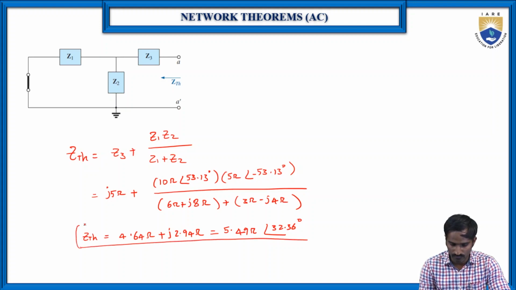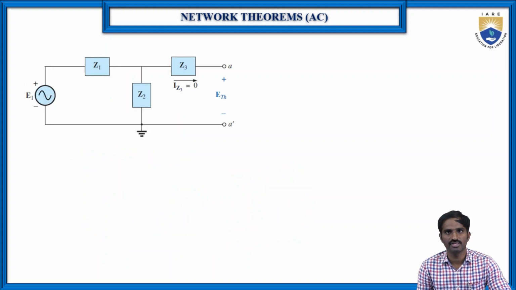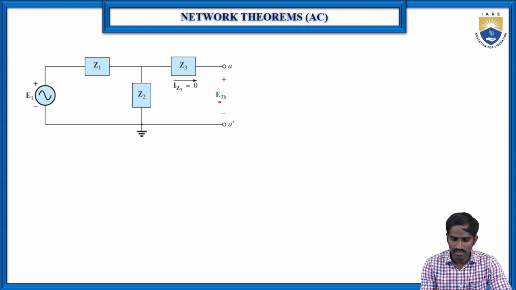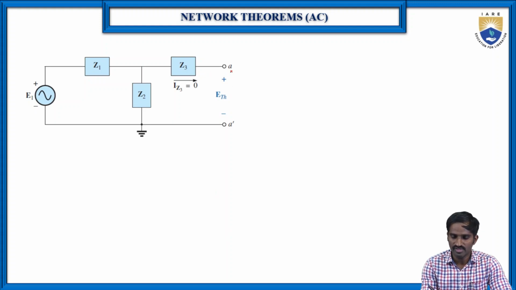Now we are going to find the E Thevenin value. E Thevenin is nothing but the voltage between the terminals A and A dash. To find the E Thevenin between A and A dash, as you can see, the voltage across A and A dash is nothing but the voltage across the Z2 impedance. Why?